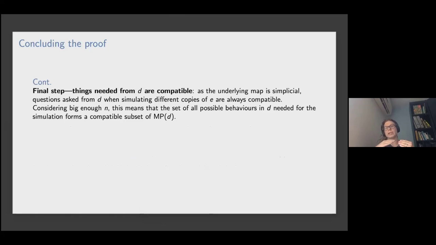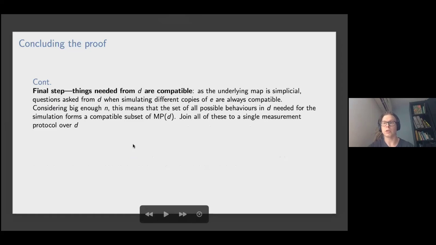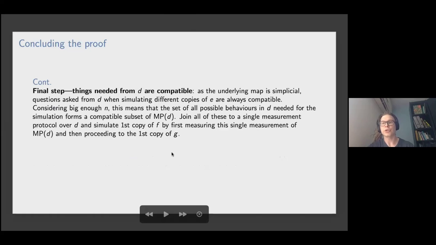And now if you choose n that's large enough to exhaust all the different possibilities of what kind of behavior you could get in D, the upshot is that all of these have to be jointly compatible. So you can join all of those into a single measurement protocol over D. And then you can build a new simulation where you simulate the first copy of F, where you first measure this single massive measurement protocol over MP of D. And then because that asks all the questions you might ever need to ask about D, you can then move on to G and never return back.